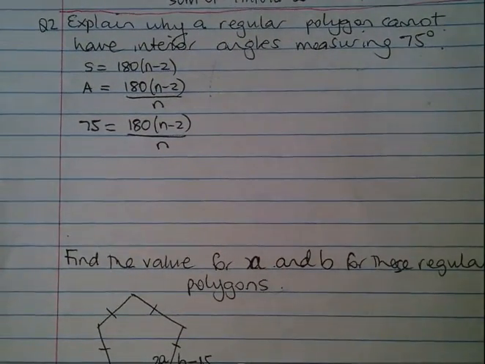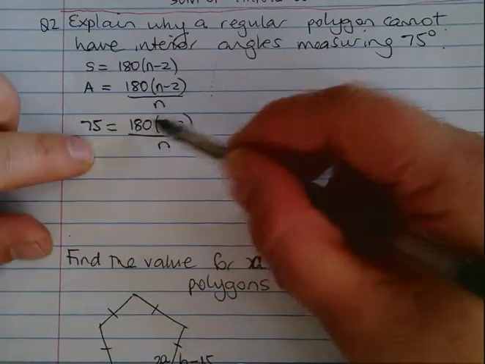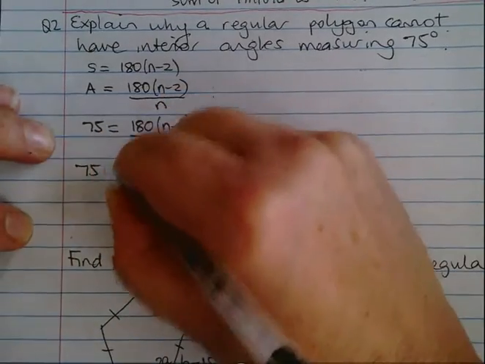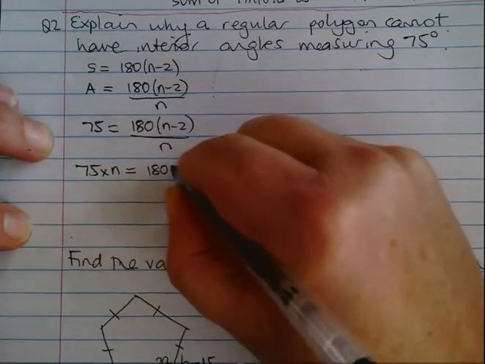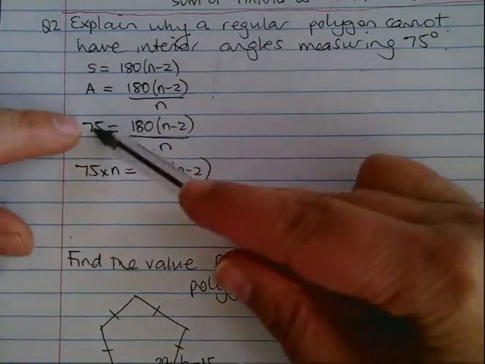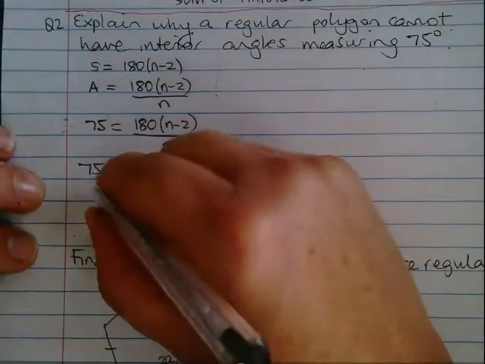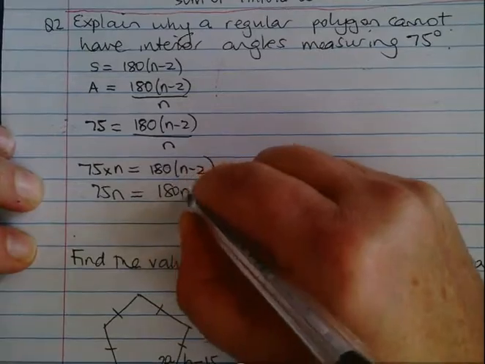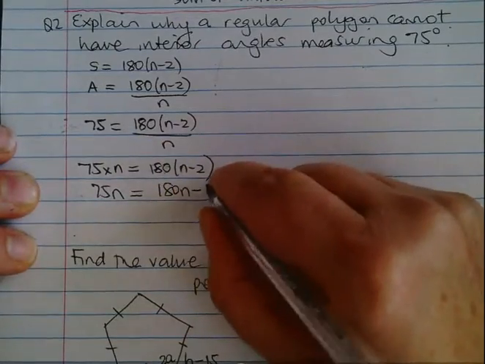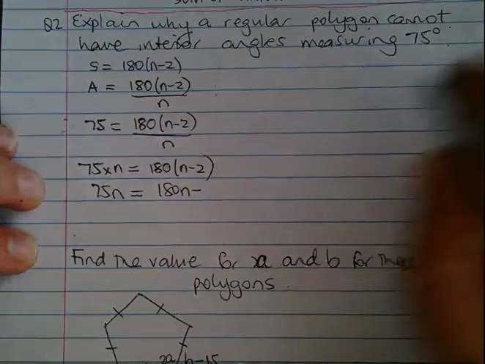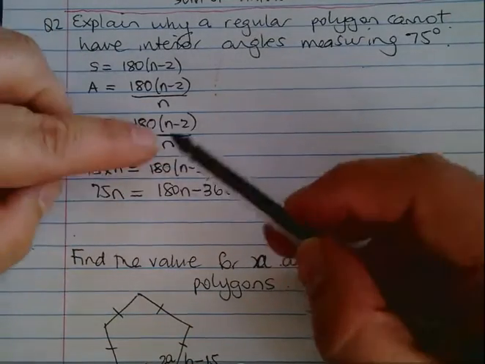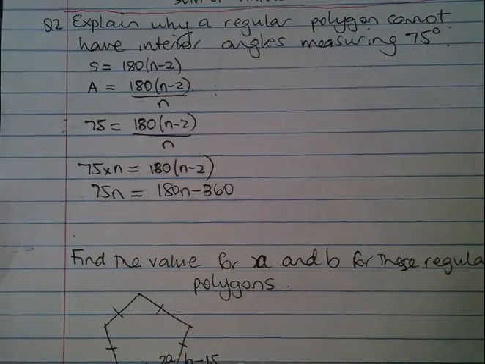This is one way of doing it. I'm going to show you another way. So what should I do? How do I get rid of the divide by n? The opposite of dividing by n is to multiply by n. So 75 times n is 180 bracket n minus 2. Are you okay with that? Because 180 n minus 2 divided by n is that, so 75 times n is that. I should expand. 75n is 180n minus, expand, what? 180 times n, 180 times 2, 360. That's 180 bracket n minus 2. You multiply the 180 by both things inside, you expand.